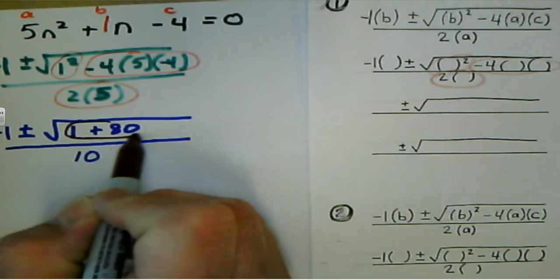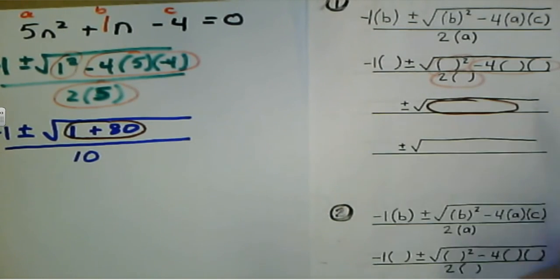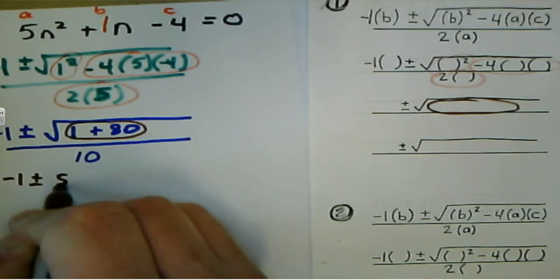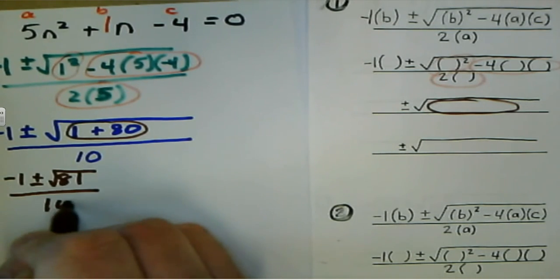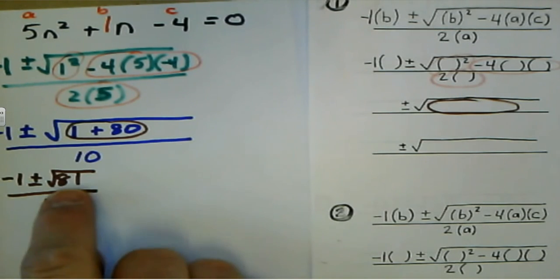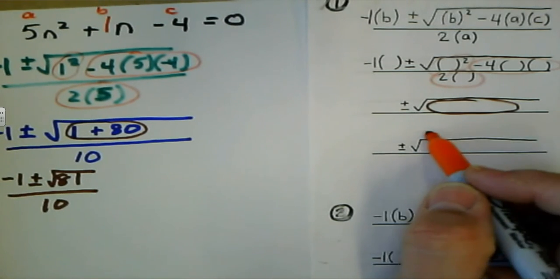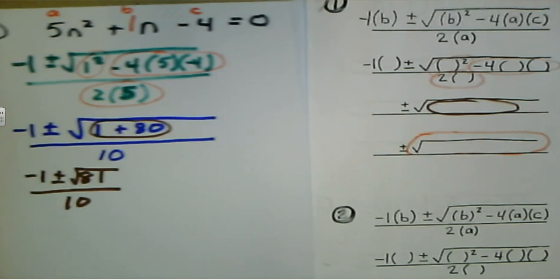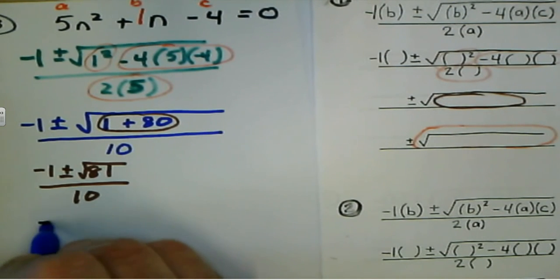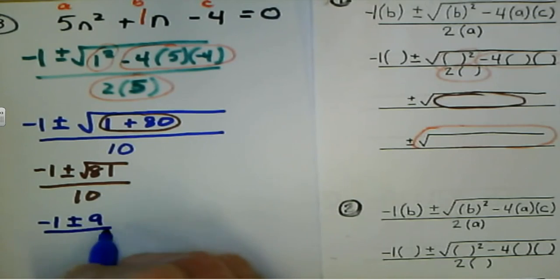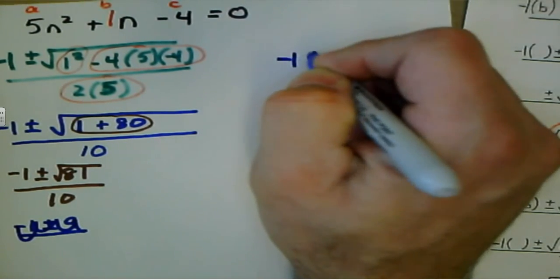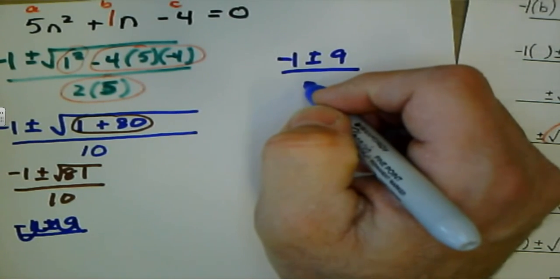So the next thing I'm going to do is what's on the inside. I'm going to do the inside. 1 plus 80 is 81 over 10. Now I'm going to do the radical, the whole thing. The square root of 81. Anybody do that in their calculator yet? What's the square root of 81? 9. Whoops. I know I put it down here, but I would put it up here. So negative 1 plus or minus 9 over 10, right?